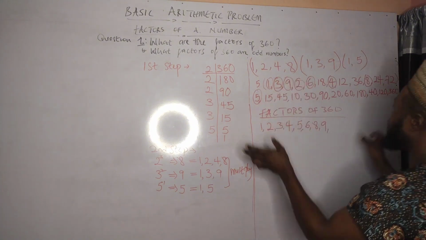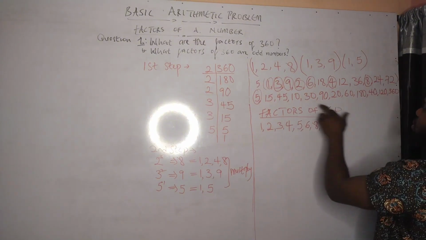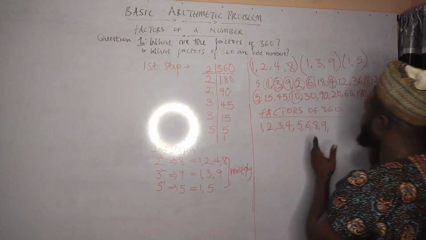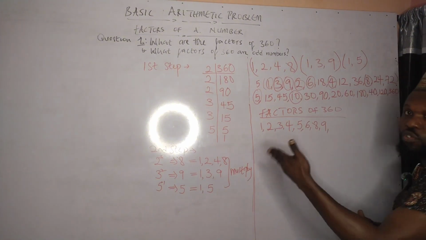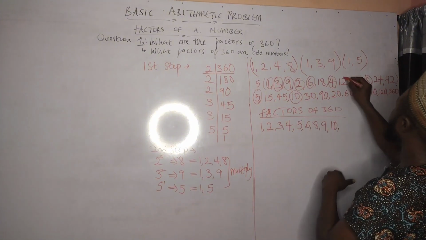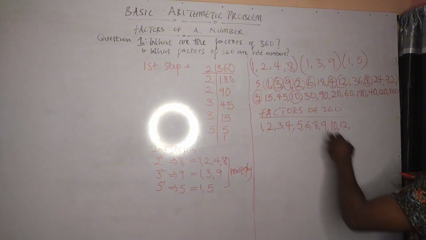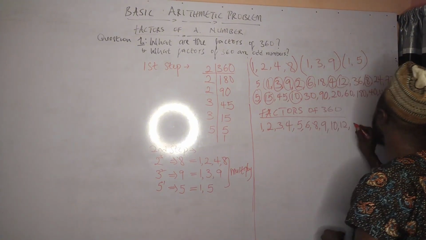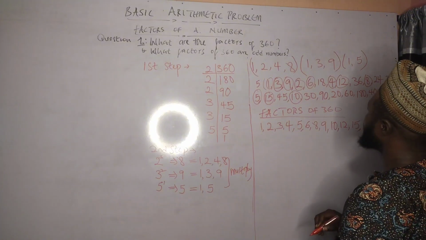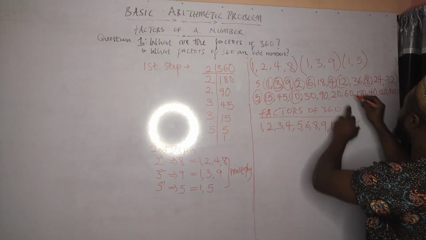The reason why I'm circling them is for us to avoid mistake, you understand? So do we have 10? Yes, we have 10. So that when we miss any number, it will be easy for us to trace. Do we have anyone? Yes, we have 12. What do we have again? We have 15. What else do we have? We have 20.